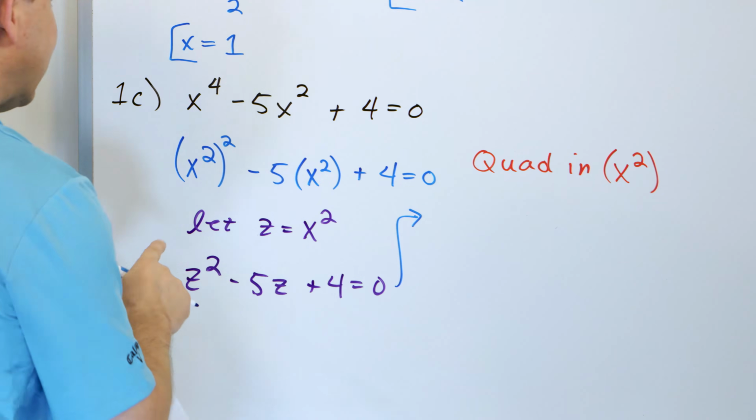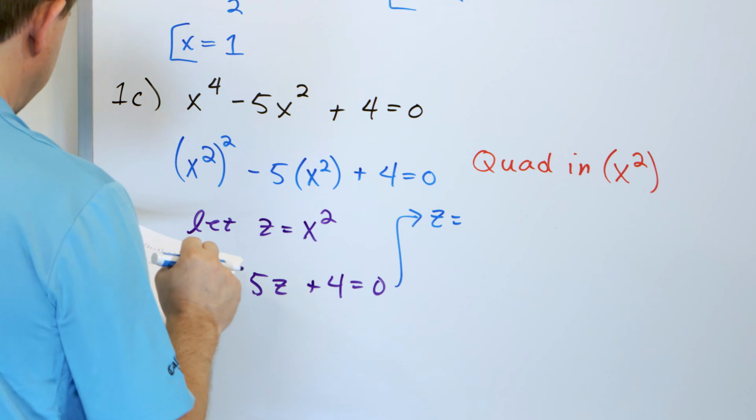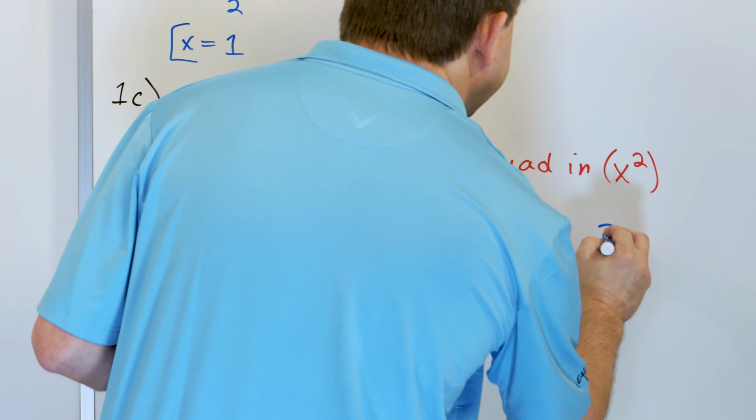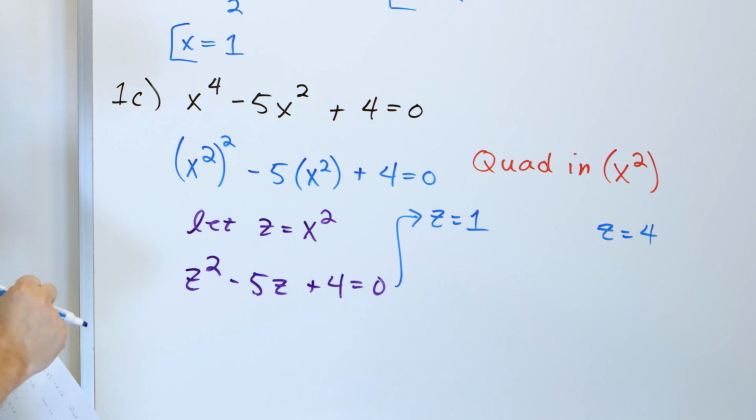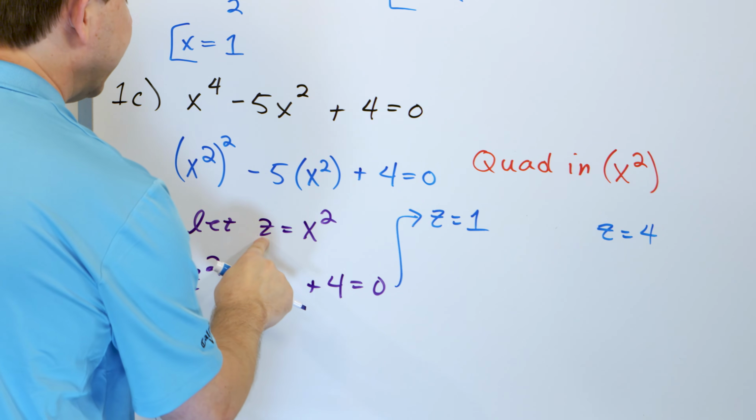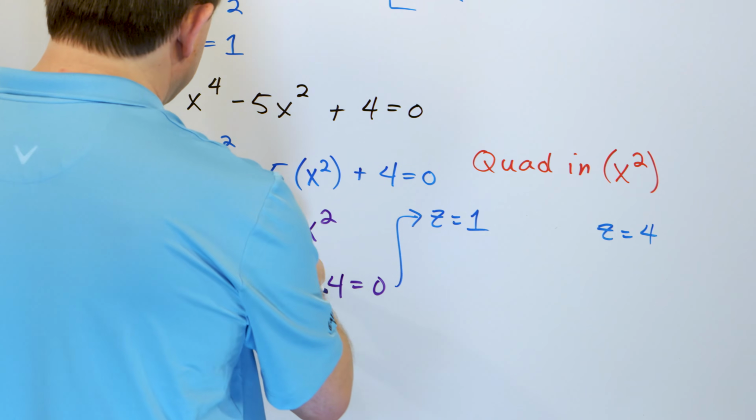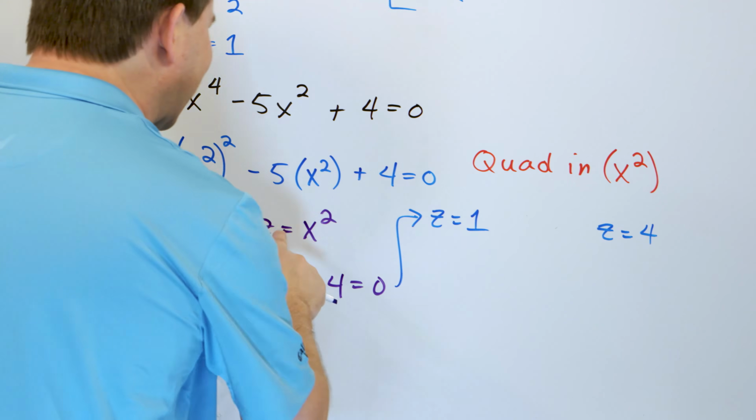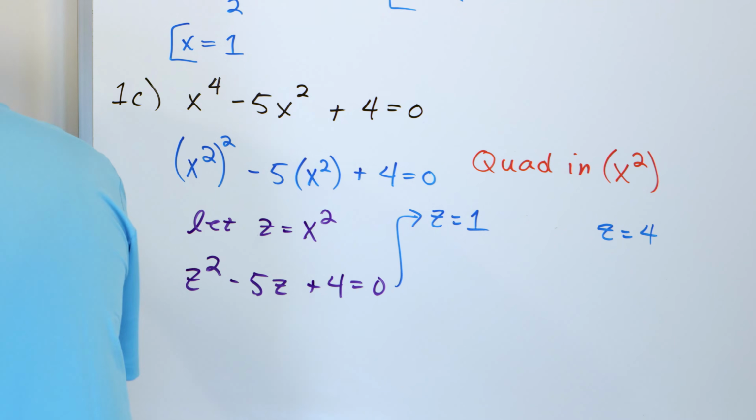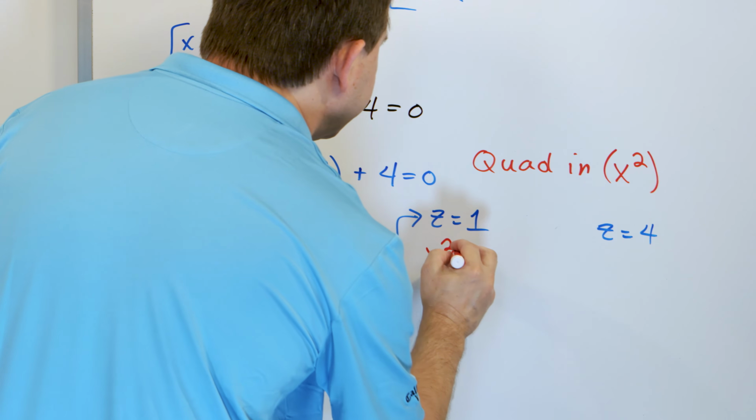Let's go over here. I already know that z can have two values. Z can be equal to 1, and z can be equal to 4. Those are the two values I got before. But I have this substitution, meaning that z is equal to x squared. So I can substitute this guy back in here. Let me switch colors over here. So what I'm going to do is put it over here and say x squared is equal to 1.